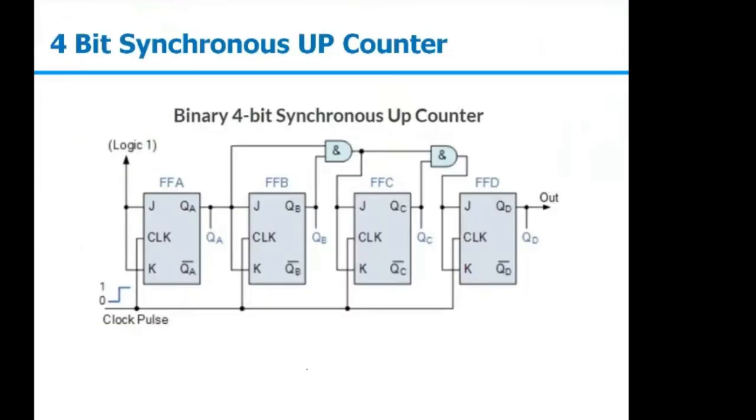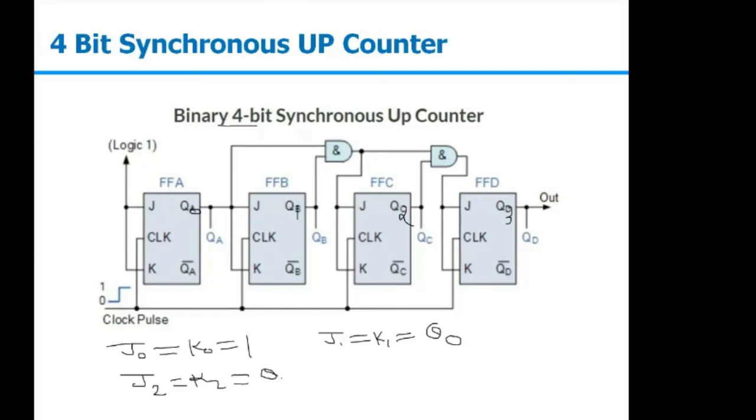Similarly, I can extend this for 4-bit, 5-bit, 6-bit in terms of up counter. If I'm talking about the 4-bit, what will happen? J naught K naught will be equal to 1, J1 equal to K1 equal to Q naught. Right? So here you can say this is my 0, this is 1, this is 2, this is 3. Right? Then J2 equal to K2 equal to Q naught Q1.